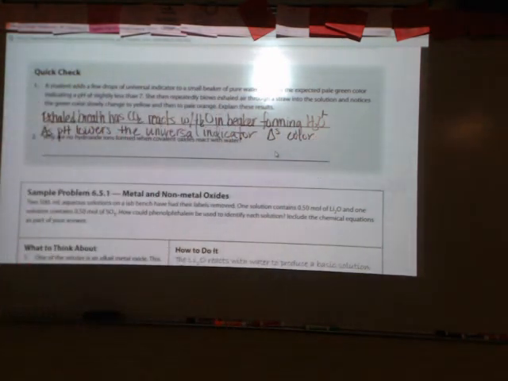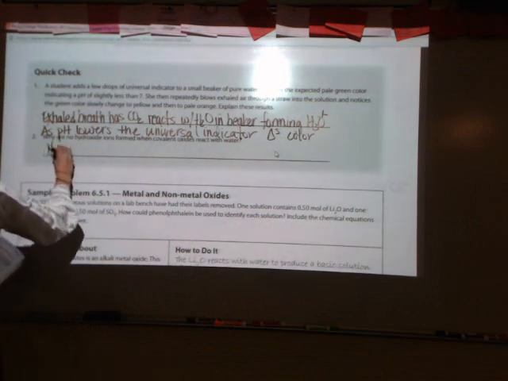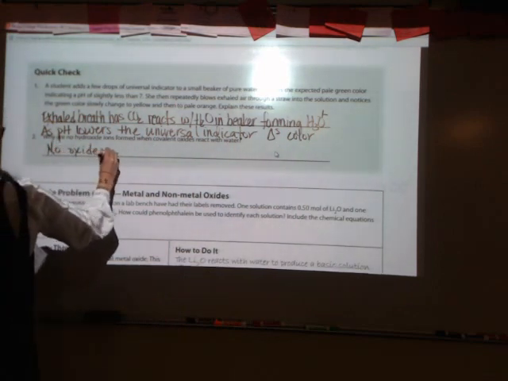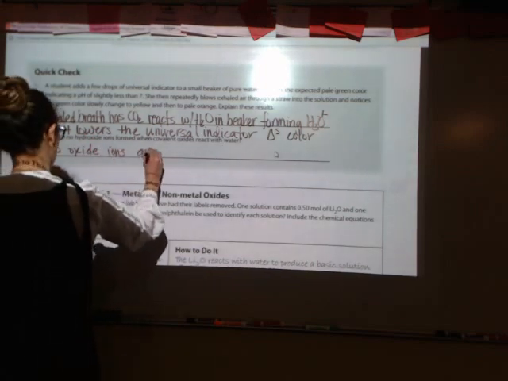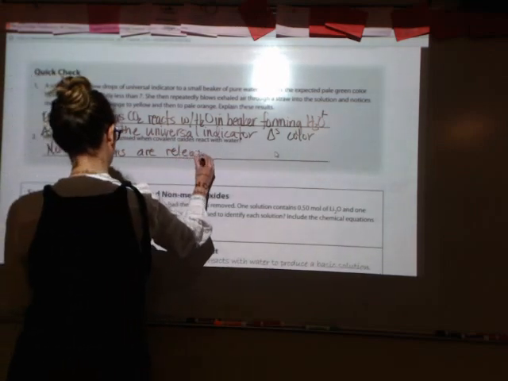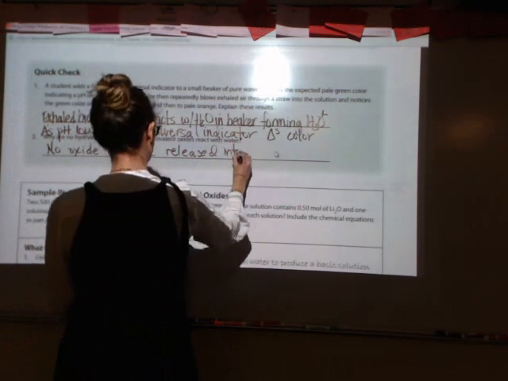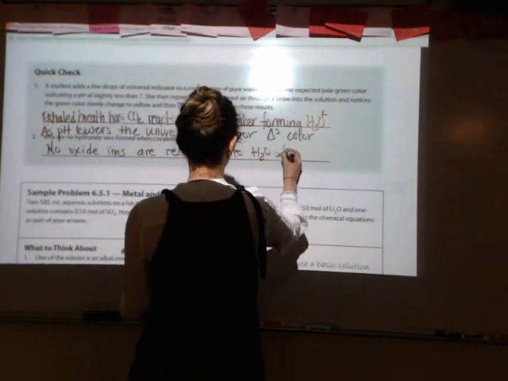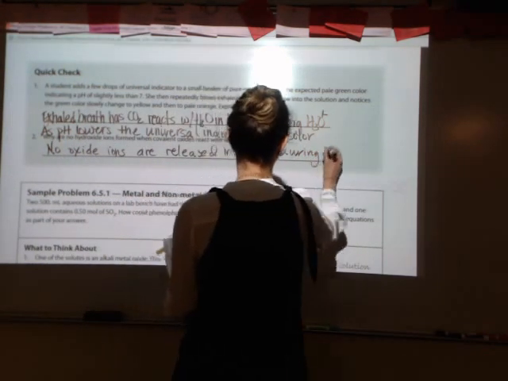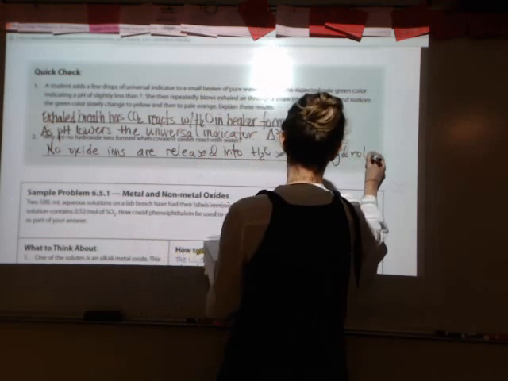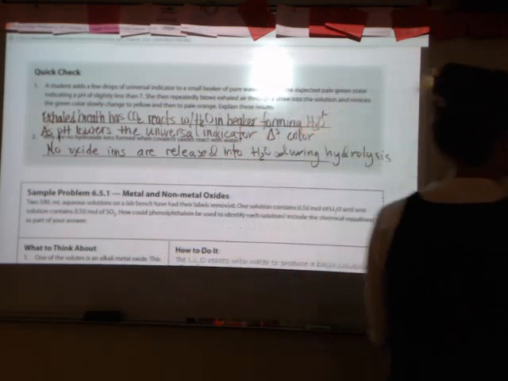Why are no hydroxide ions formed when covalent oxides react with water? Well, no oxide ions are released into water during hydrolysis.